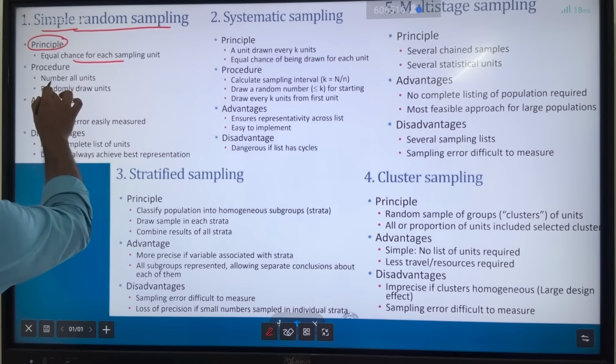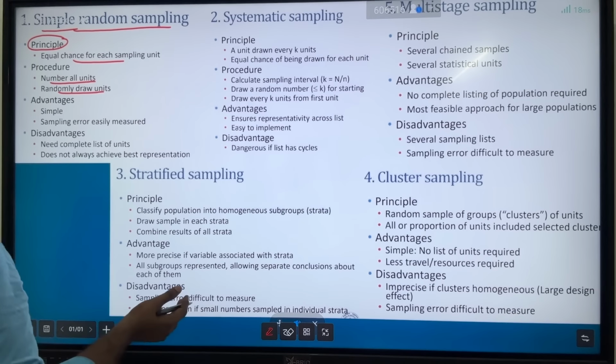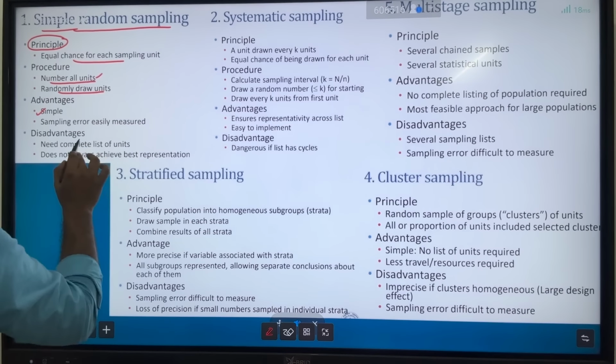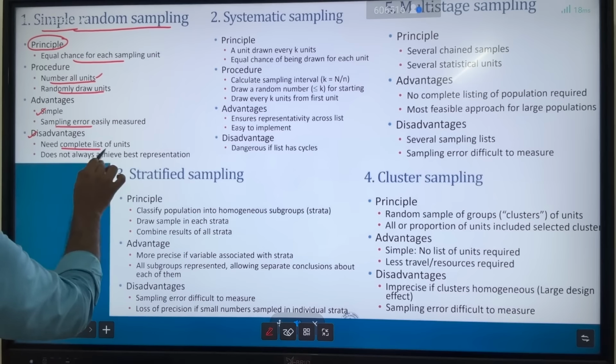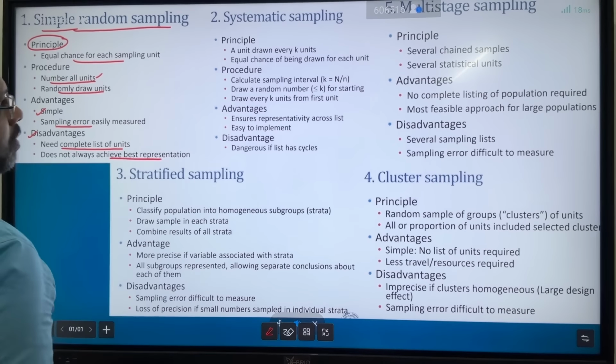The procedure: we need to number all the units, then randomly draw the units by randomly generated numbers. The advantage here is that it is simple. If we know the number of units, the sampling error can be easily measured with this method. The disadvantage is we need to have the complete list of units. It does not always achieve the best representation.